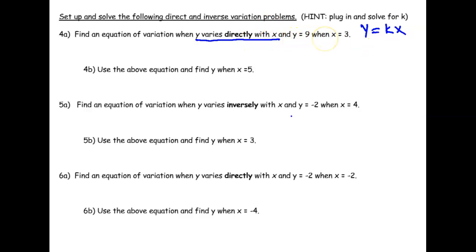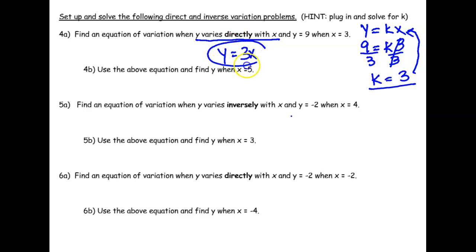It says y is 9 and x is 3. So if I had my y be 9 and my x be 3, and I solve for k, all I have to do is divide and get k is equal to 3. Okay? Take your k and plug it back into the original equation. So y is equal to 3 times x. There's your equation. Number 4b says to use the above equation and find y when x is 5. All you have to do is say y is equal to 3 times 5. That would be equal to 15.